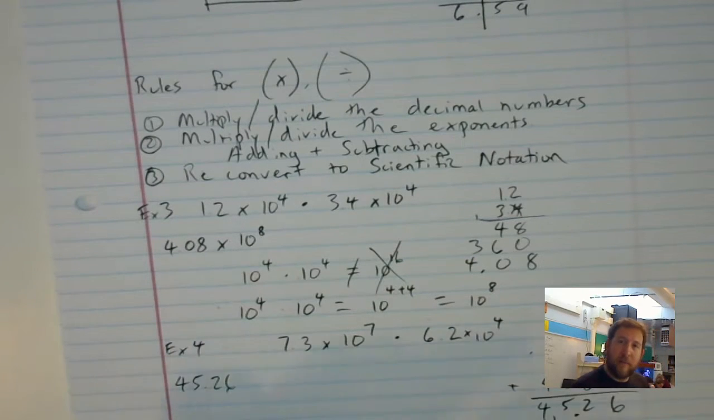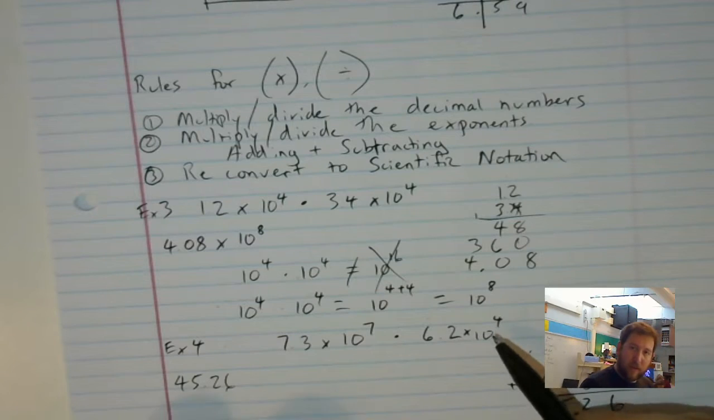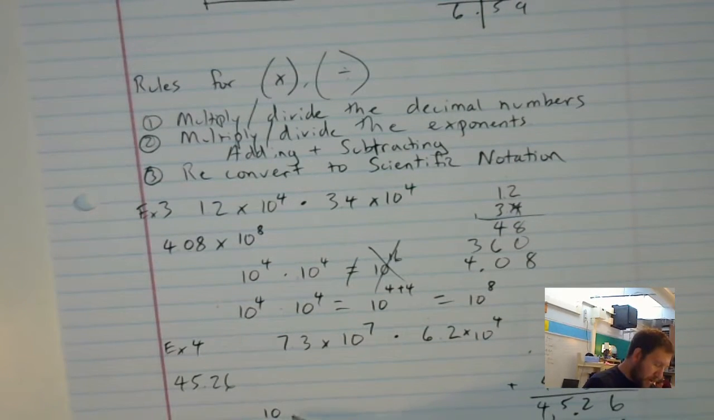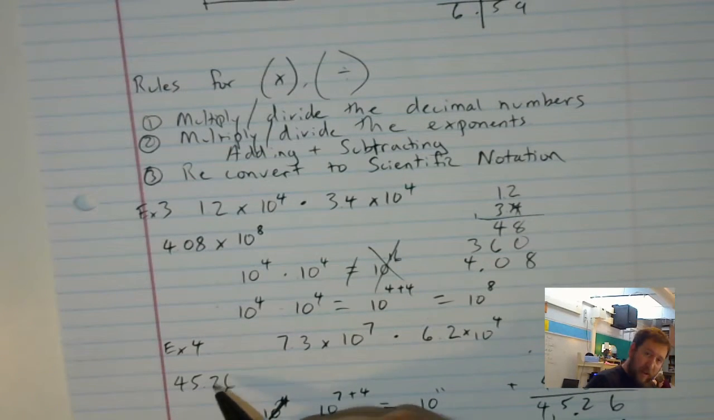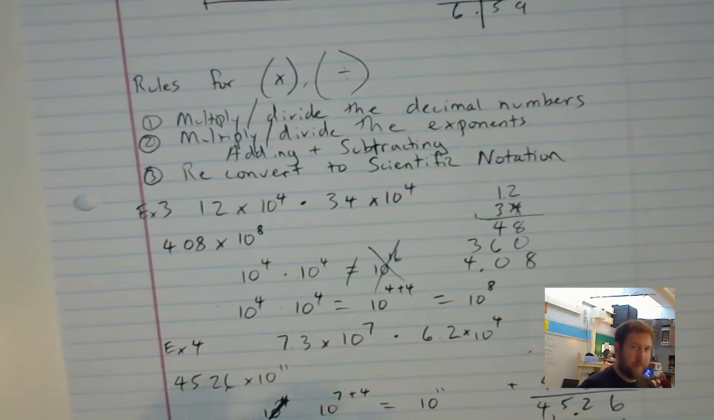And now I have to look at my exponents. I have 10 to the 7th times 10 to the 4th. And if you recall from before, what I do is I add them. So I can write 10 to the 7 plus 4. And 7 and 4 is 11, so that gives me 10 to the 11th power. So I can write my answer as 45.26 times 10 to the 11th.